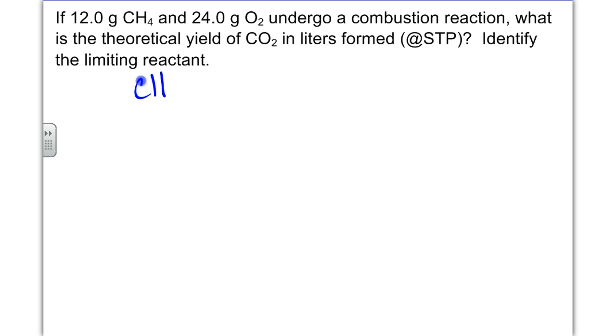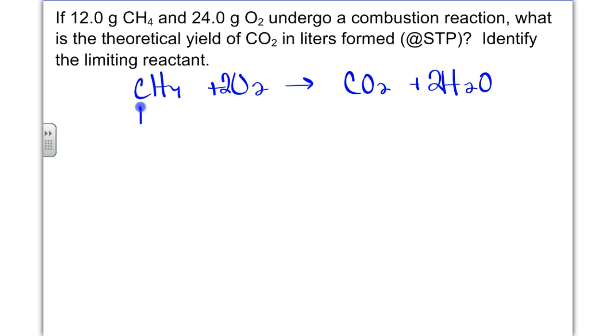Okay. Methane undergoes combustion to form CO2 and H2O. And we want to make sure it's balanced first. We have 1 of each carbon. We need a 2 here for 4 hydrogens on both sides. This gives me 4 oxygens, so we'll have a 2 in front of oxygen. We're given 12.0 grams of methane and 24.0 grams of oxygen. We want to know the theoretical yield in liters of the carbon dioxide and identify the limiting reactant.